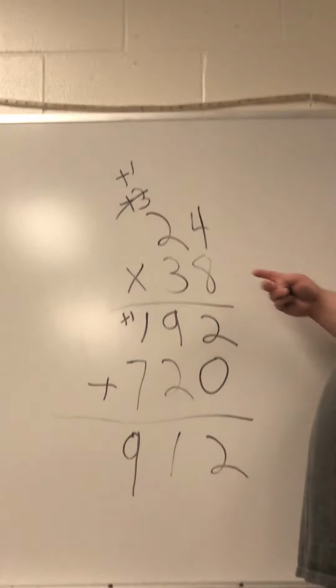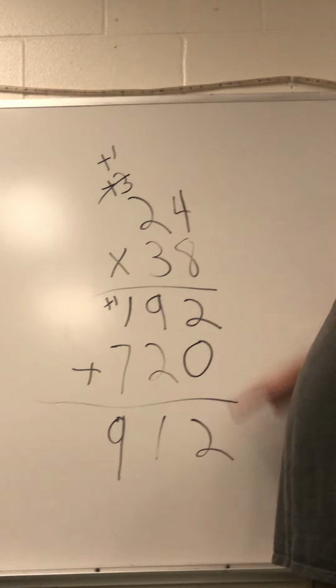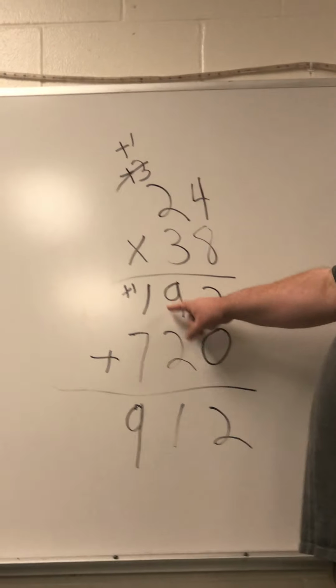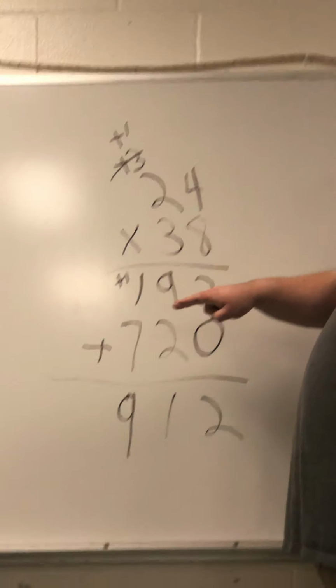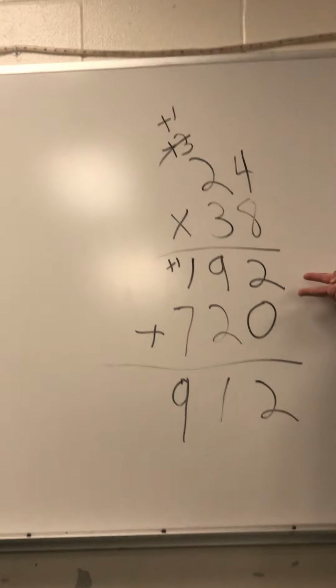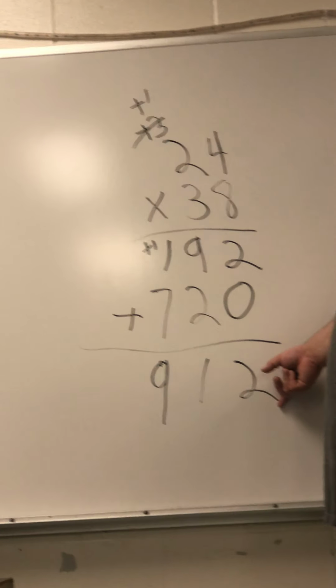Remember, we multiplied the bottom ones times the top number, got this product. Then we went to the bottom tens, multiplied it by that, got this product. Then we added our 2 products together and got the sum of 912.